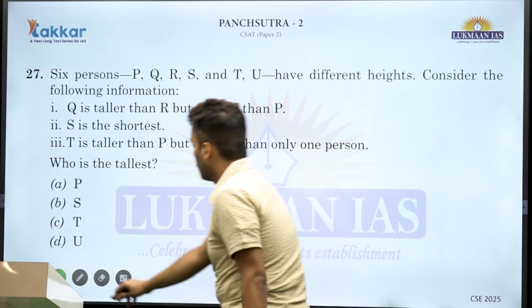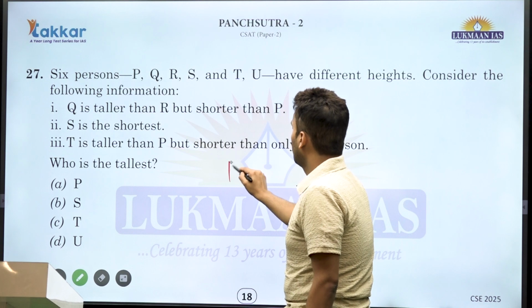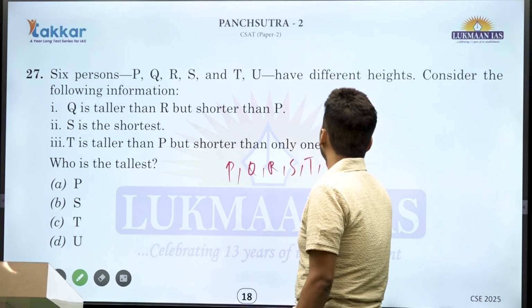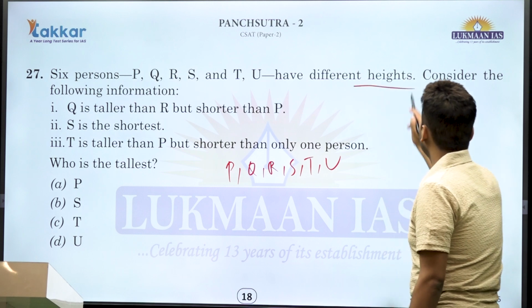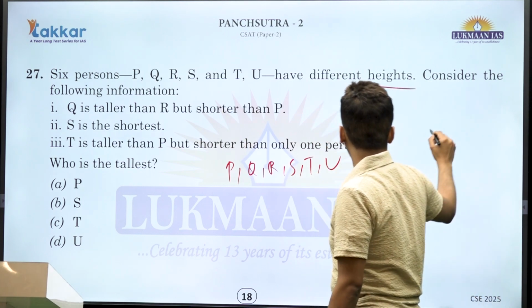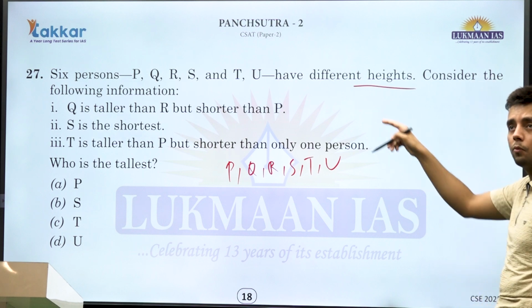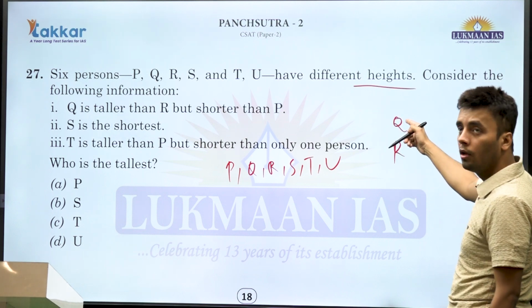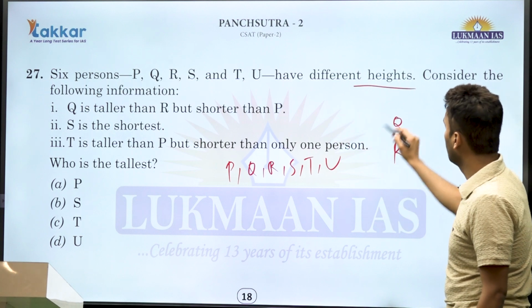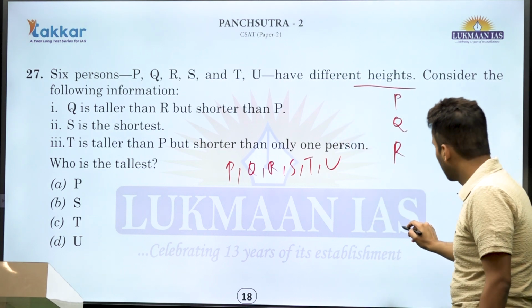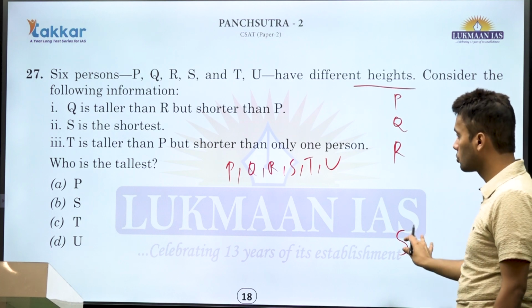Okay, this one is an easy question. There are 6 persons P, Q, R, S, T, U who have different heights. Consider the following. Q is taller than R. So from statement 1, what we can deduce is that Q is taller than R. So we will write Q above R, but is shorter than P. So P is here. S is shortest. Let's put S here, the shortest.